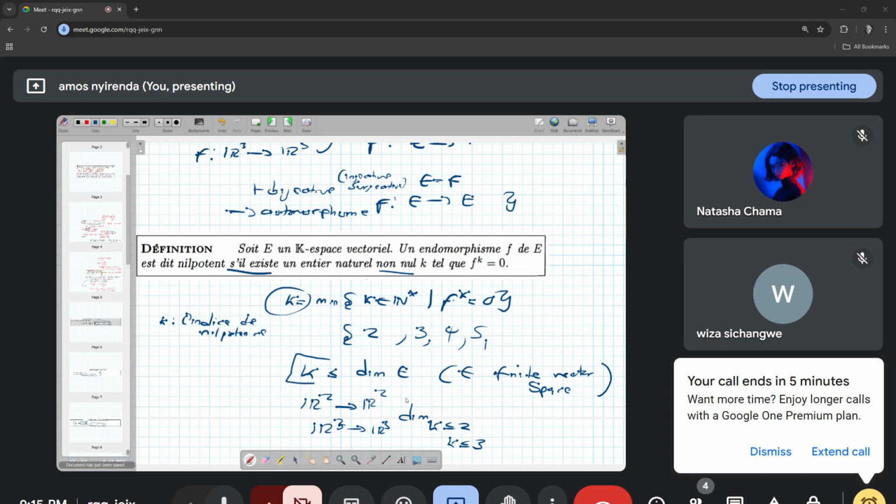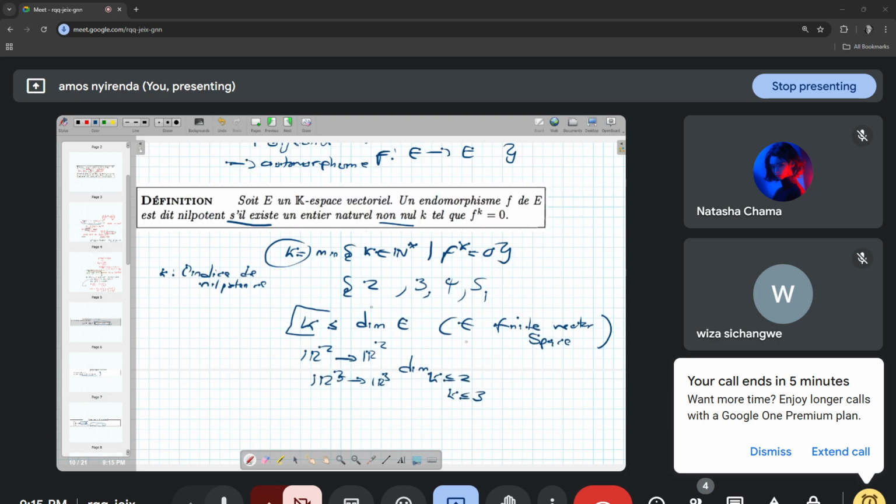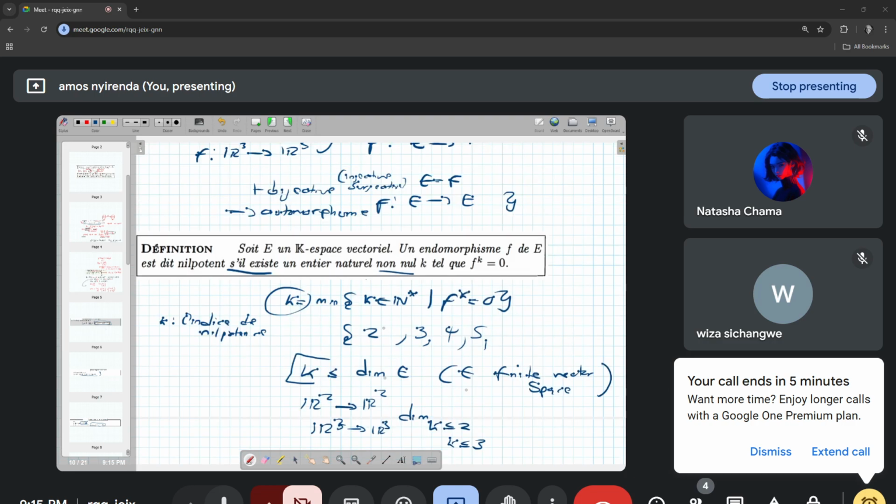So the nilpotence is the minimum value such that f to the power k is equal to 0. And this nilpotence is less than or equal to the dimension of the space E, where E is a finite vector space. That is the definition of nilpotence. C'est clair? Ça marche? Je passe?